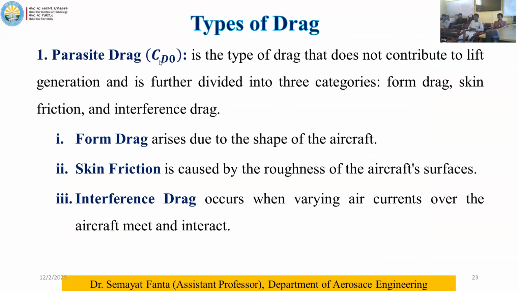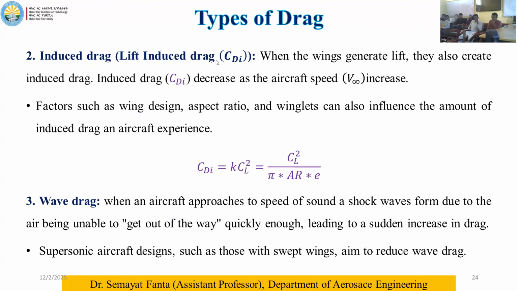So the parasitic drag is given by CD naught. In our drag polar equation, CD is the total drag coefficient. CD is equal to CD naught plus CDI. CDI is equal to K CL square. Induced drag is CDI. That is lift-induced drag.